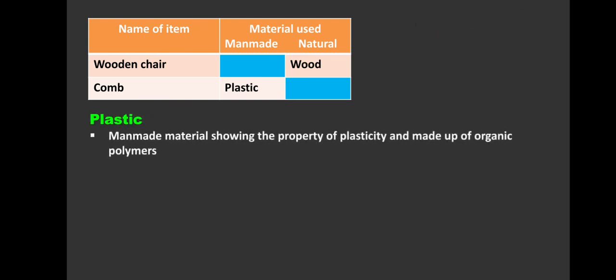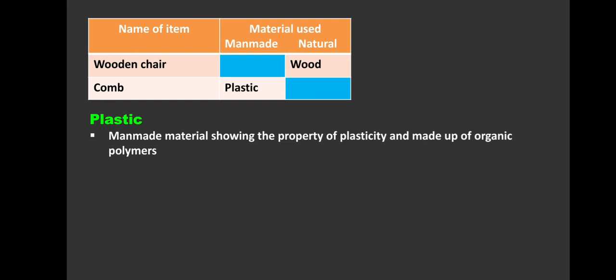What is plastic? It's a man-made material showing the property of plasticity and made of organic polymers. Polymers means multiple chains. Poly means multiple. Now, what is plasticity? Plasticity is nothing but that the particular material can be molded or given any shape.